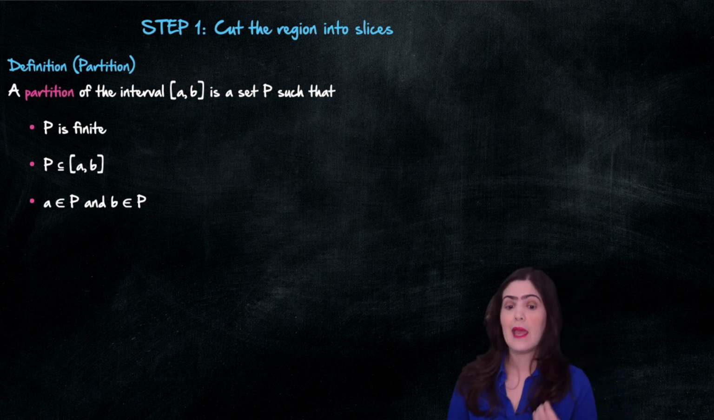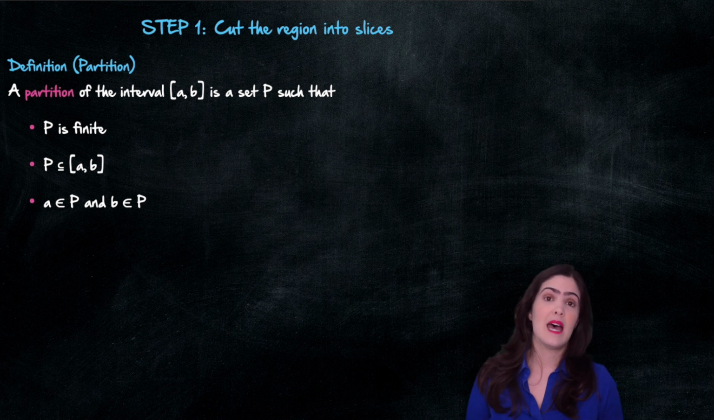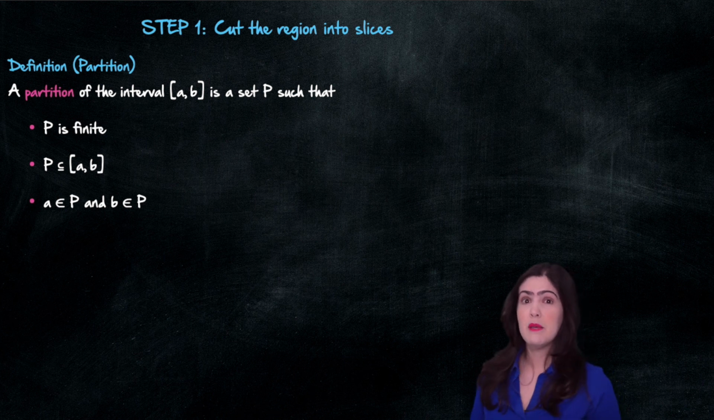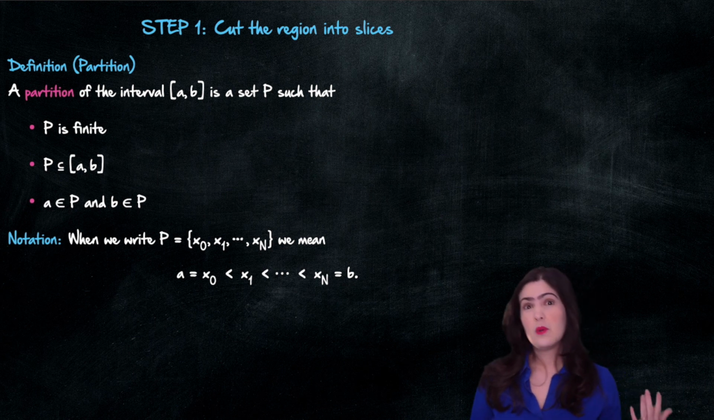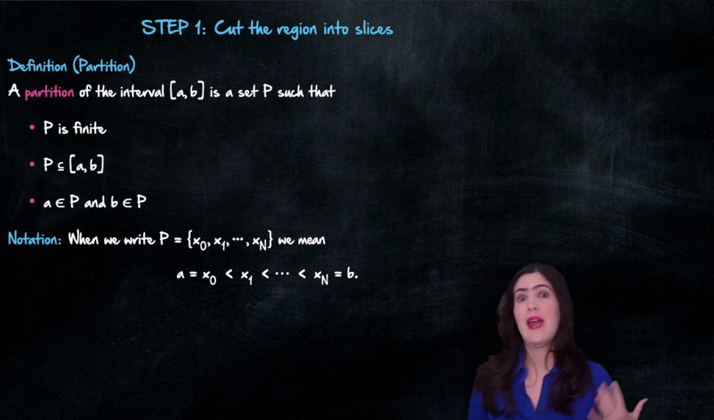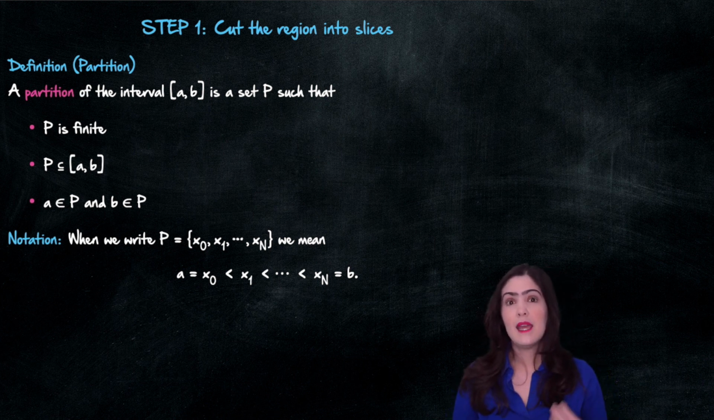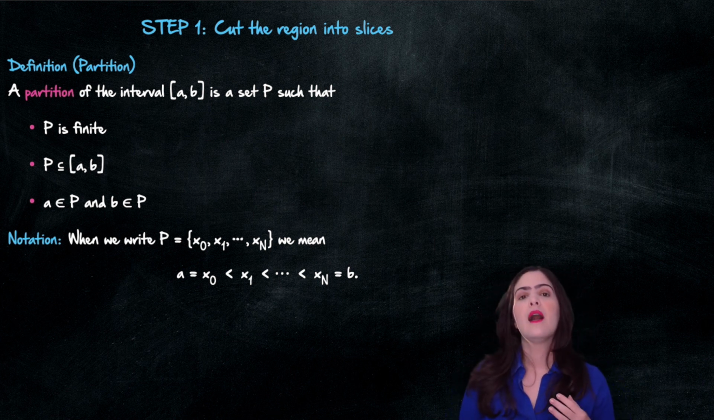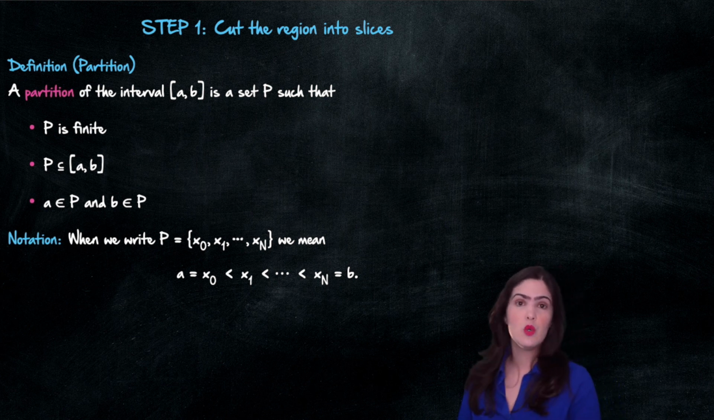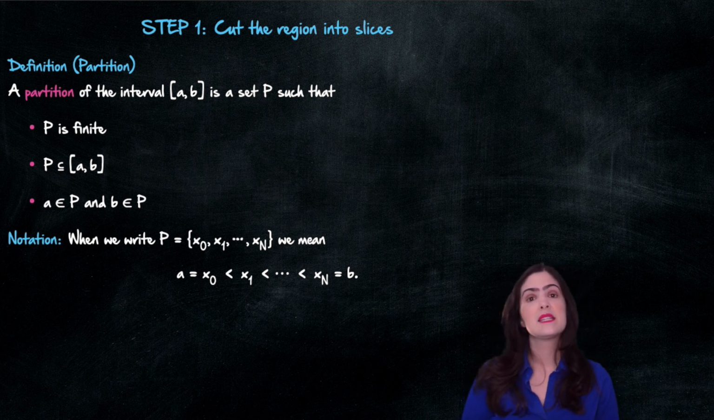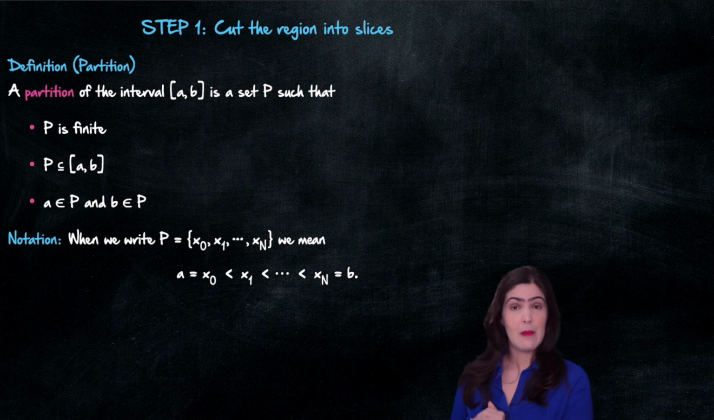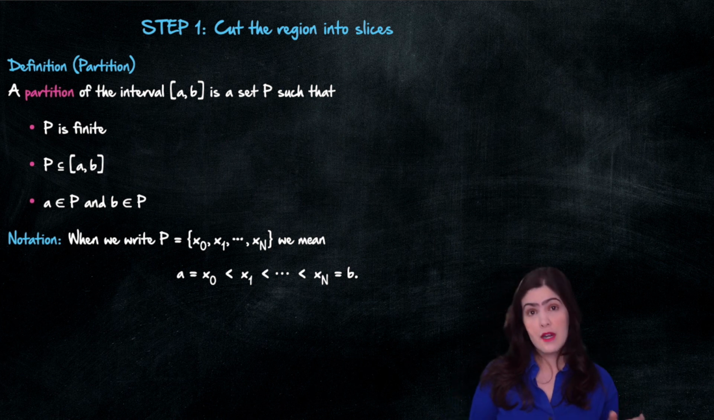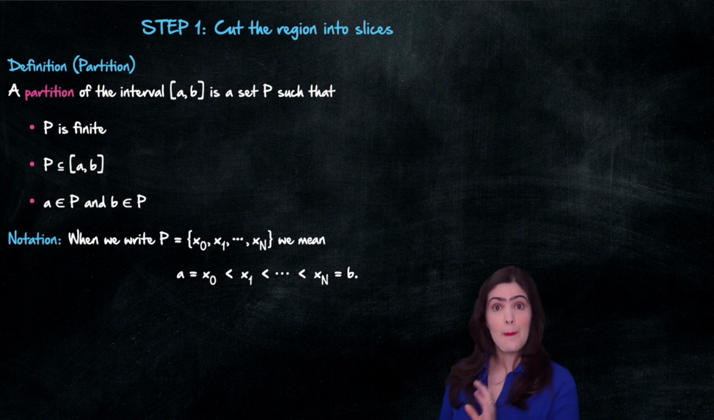A partition of the interval [a, b] is a set P such that P is finite, P is entirely contained in the interval [a, b], and a and b both belong to P. So, when we write that P is equal to the set {x0, x1, ..., xn}, what we mean here is that x0 is a, and then x1 is bigger than x0, x2 will be bigger than x1, and so on, and that xn is equal to b. So what we're saying here is that I'm writing the elements of my partition in increasing order, and that the first element is a and the last element is b.